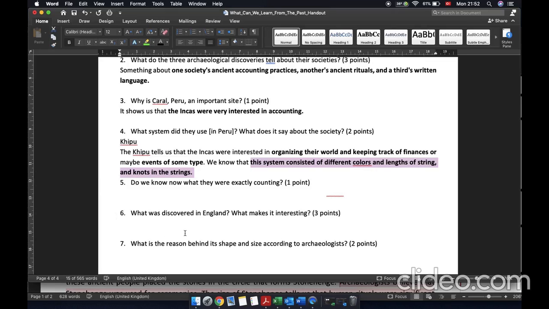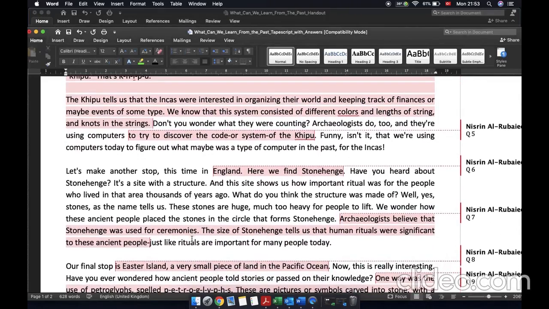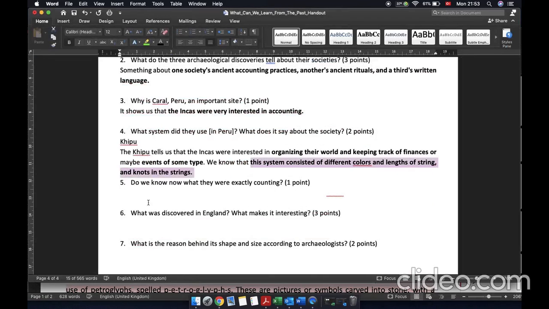And do we know now what they were exactly counting? Let's see here. Don't you wonder what they were counting? Archaeologists do too, and they are using computers to try to discover the code or system of the quipu. So here we understand that today we don't know what the Incas were exactly counting.